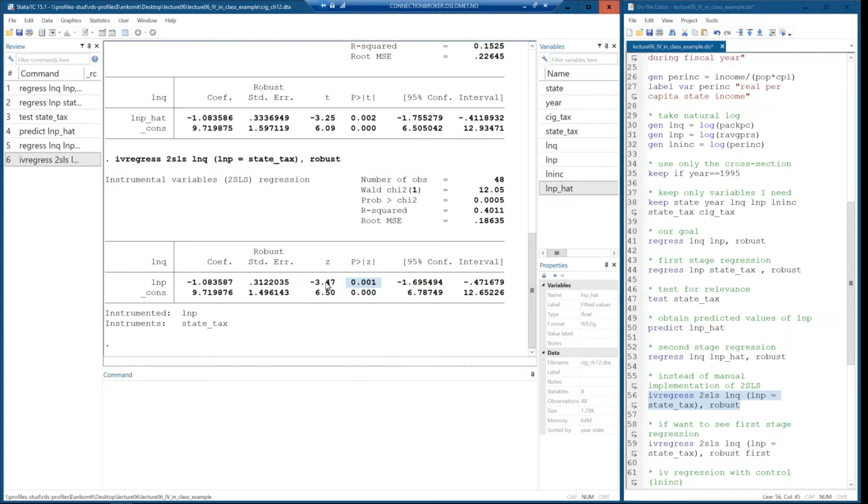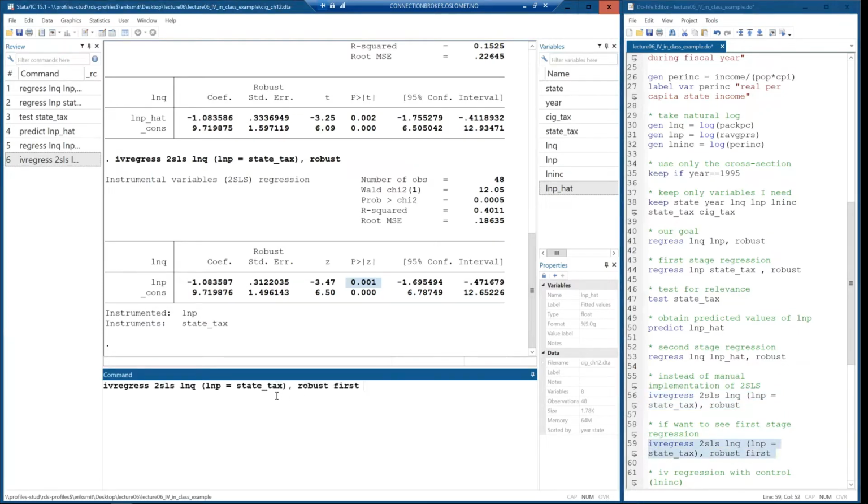But in this case, we only have the second stage regression results. If we would like to have the first stage result as well, then we can just add "first" at the end of the command line. So here we have the IV regress function. We define that it should use the two-stage least squares method.